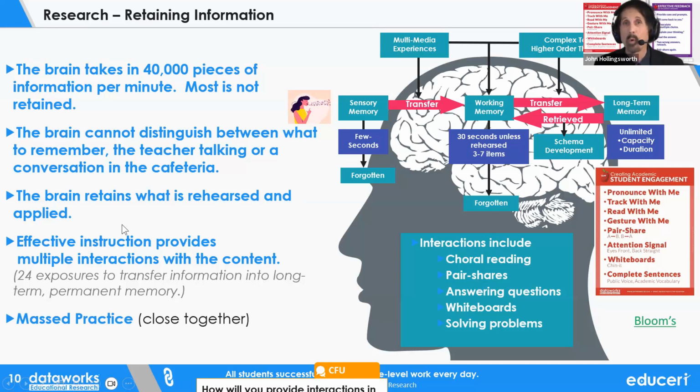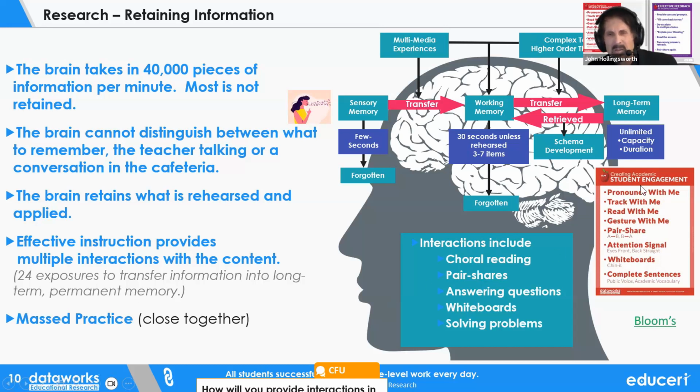Now think about that. What you repeat, and chanting could be one of these. 6 times 8 is 48, 6 times 8 is 48. But we don't just mean chanting, we mean discussing, thinking, talking about it, working another problem. And here's the research right here. Effective instruction provides interactions with the content, and the research is we need 24 exposures.